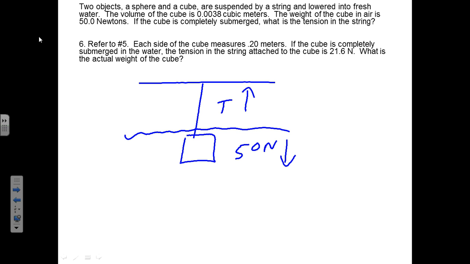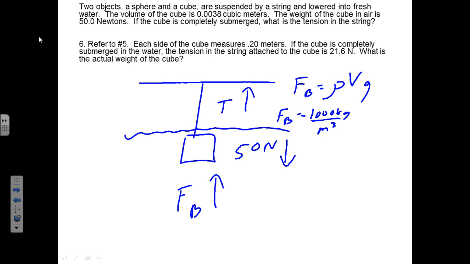Now if there was no water there, the tension in the string would be equal to the weight of the object. But remember that we also have a buoyant force, and that's pushing up. We need to figure out how much that buoyant force is. And to do that, remember we're going to use buoyant force is equal to density times volume times gravity. In this particular problem, it's fresh water, so the density is 1,000 kilograms per meter cubed. Our volume in this case is 0.0038 meters cubed. And then we've got to multiply that by gravity, 9.8.